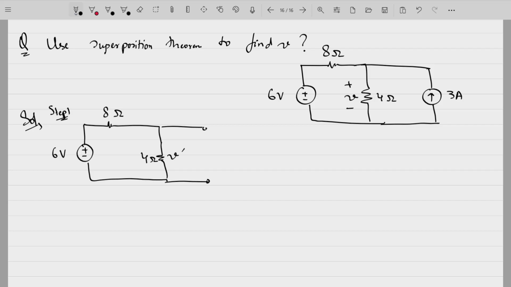Now let the voltage across this be V dash. So what will V dash be equal to? 6 into 4 divided by 4 plus 8. That is 2 volts. Fine. This is the voltage divider law.